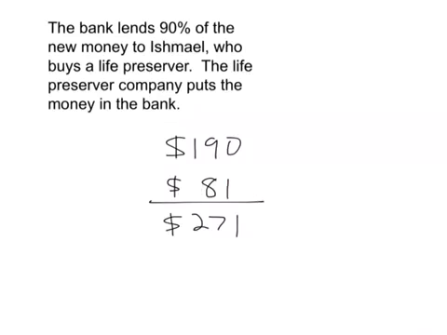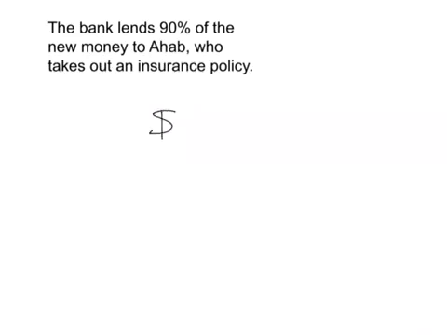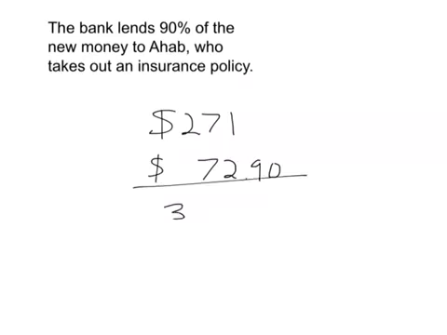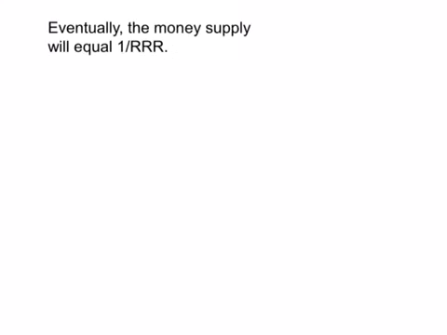But of course, this $81 that is now in the bank is also going to get lent out. At least 90% of it is. So we had $271 in the bank, and then another 90% of $81 is going to get lent out, which happens to be $72.90. And that $72.90, when we add it in, is going to end up as $343.90. Now, of course, 90% of this $72.90 is going to get lent out and added to the money supply.